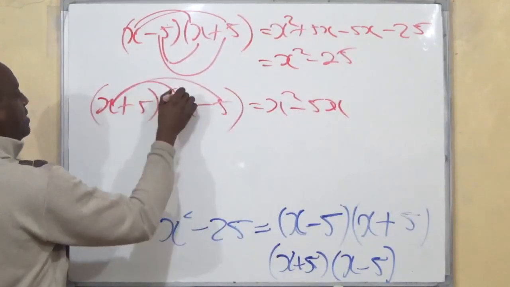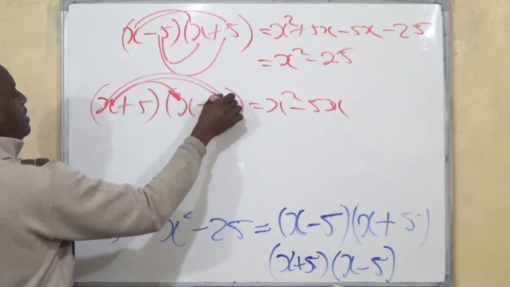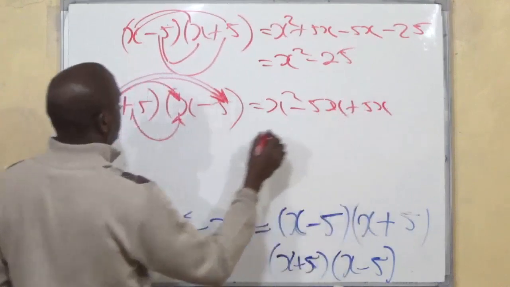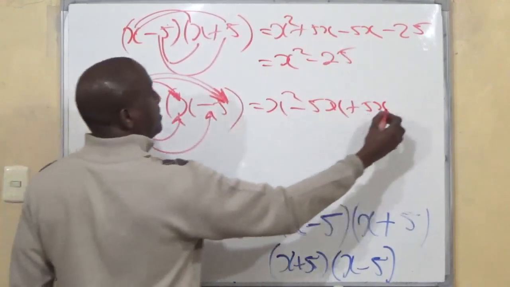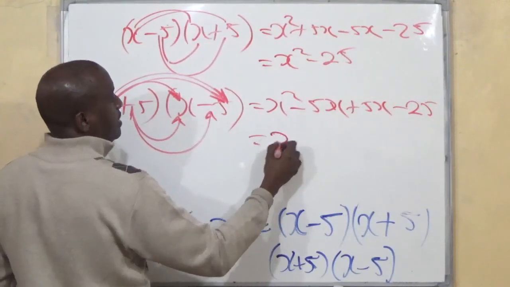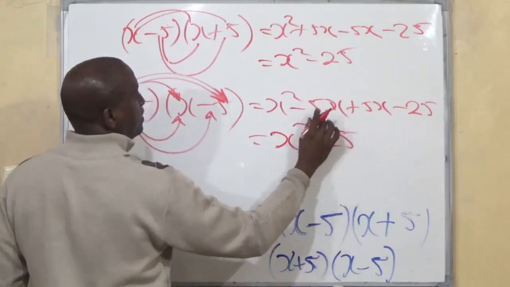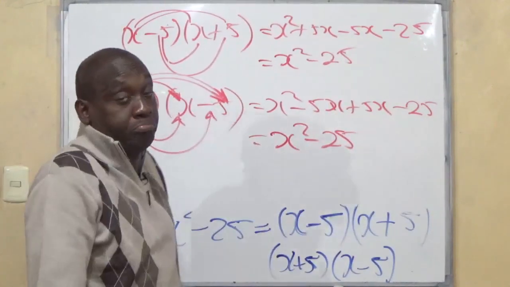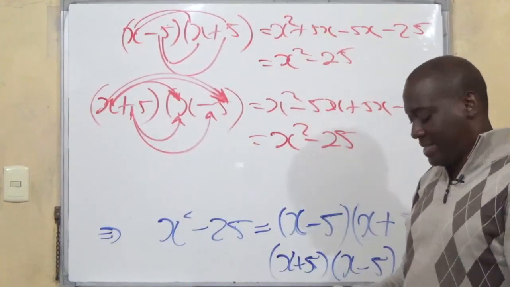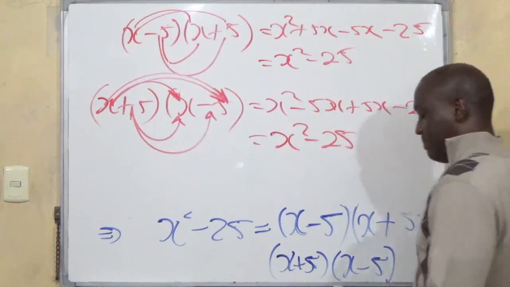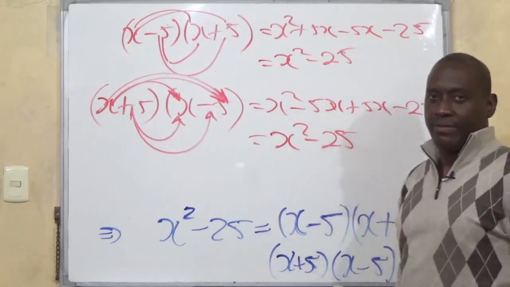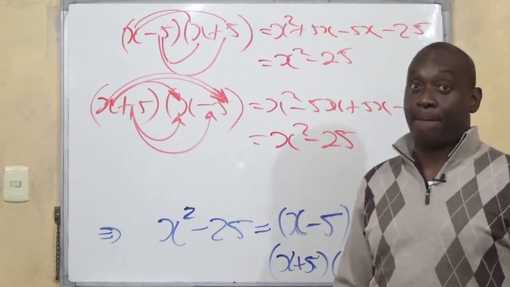But x squared first, then minus 5x. Plus 5 by x is plus 5x, and plus 5 by minus 5 is minus 25. That is the same, x squared minus 25, because minus 5x plus 5x is 0. So if you had any doubts at all, x minus 5 into x plus 5 is x squared minus 25. X plus 5 and x minus 5 is the same, x squared minus 25.